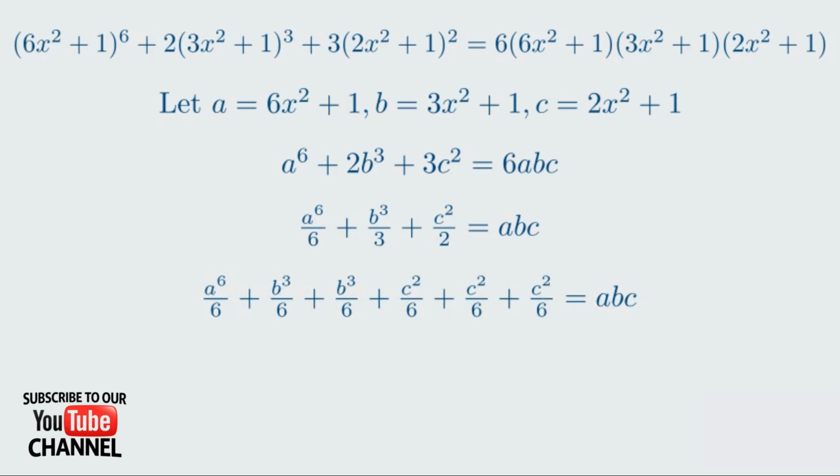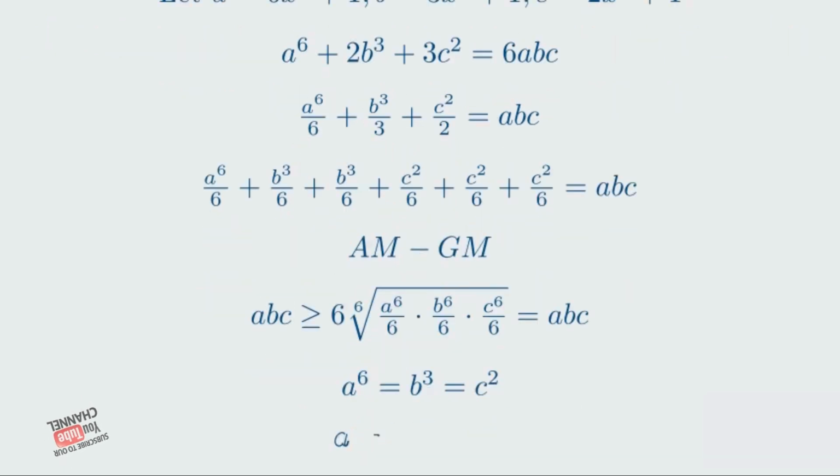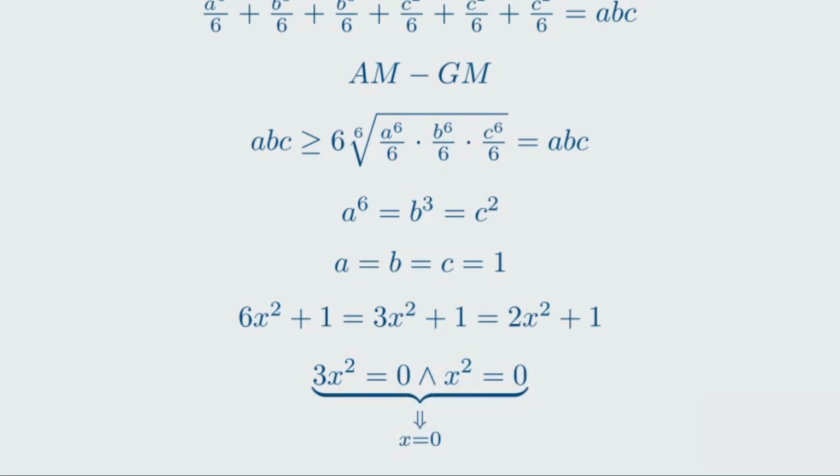We did this by splitting the b cubed term into 2 and the c squared term into 3, giving us 6 terms in total. Applying AM-GM, we found that the only way for the inequality to hold with equality, as our equation stated, is if all 6 terms are equal. This led to the powerful conclusion that a to the 6th equals b cubed equals c squared equals 1, which simplified further to a equals b equals c equals 1. Finally, we set our original expressions for a, b, and c equal to 1. Each of these simpler equations gave us the same result. x squared equals 0. The only real solution is x equals 0.